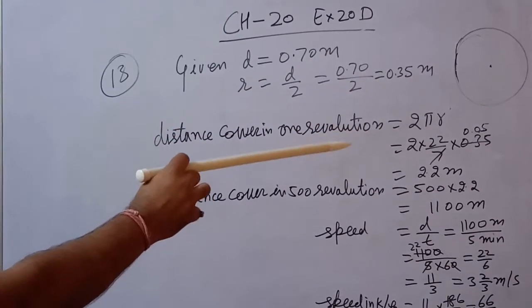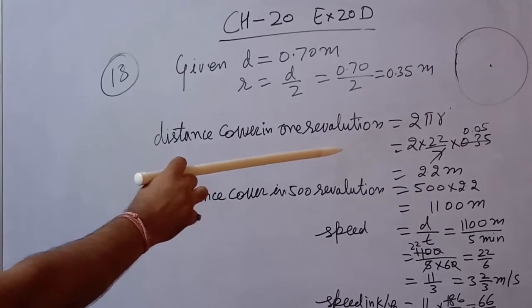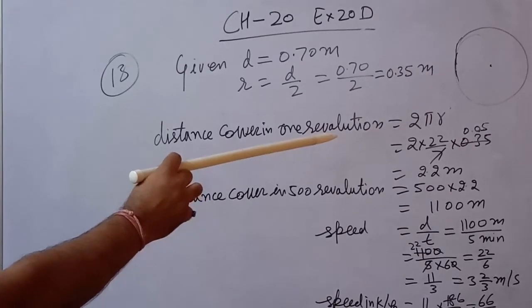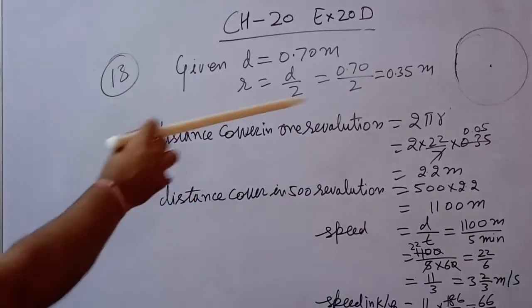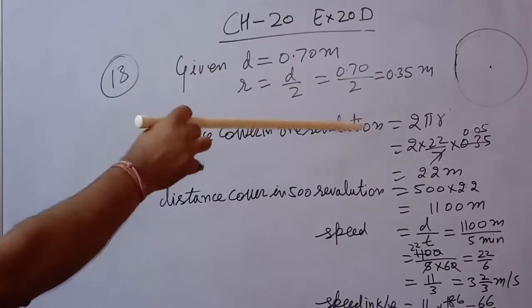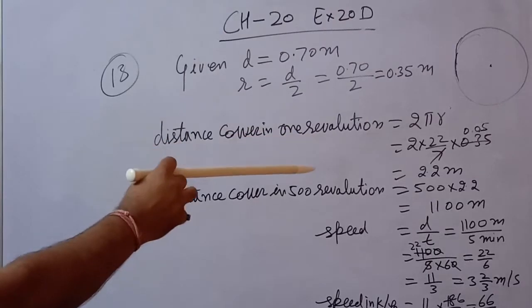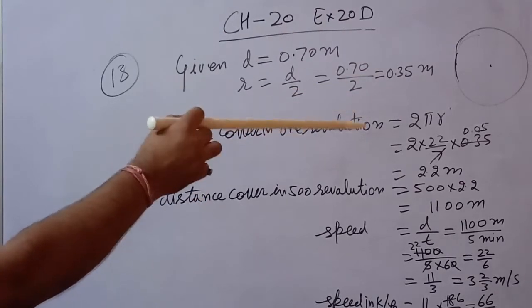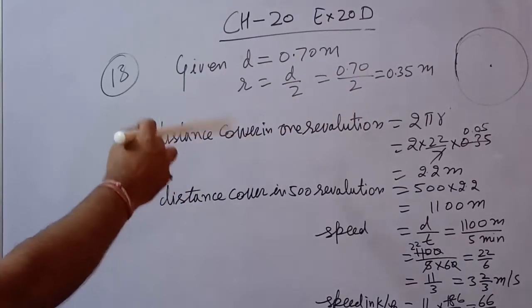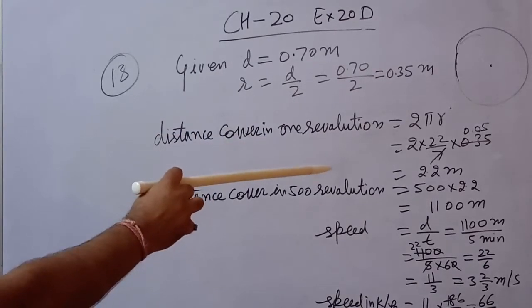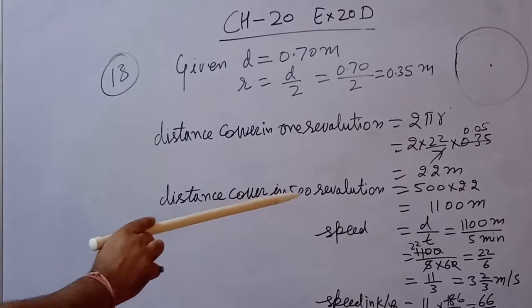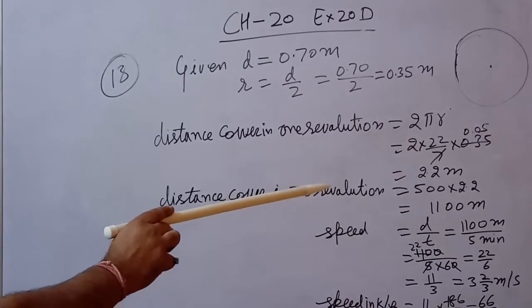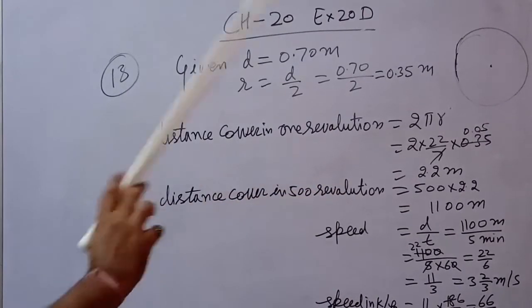So when we solve it, 0.35 divided by 7 will give 0.05, multiplied together we get 2.2 meter. So circumference of the circle or the wheel equal to 2.2 meter. That is, in one revolution the wheel covers the distance 2.2 meter. So distance covered in 500 revolutions will be 500 into 2.2, that is 1100 meter. That is your first answer.